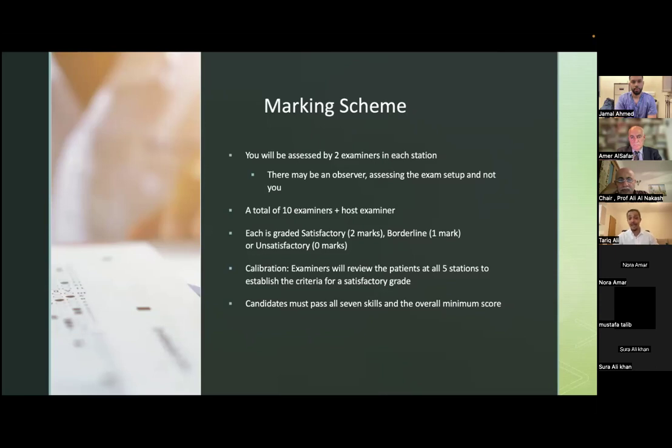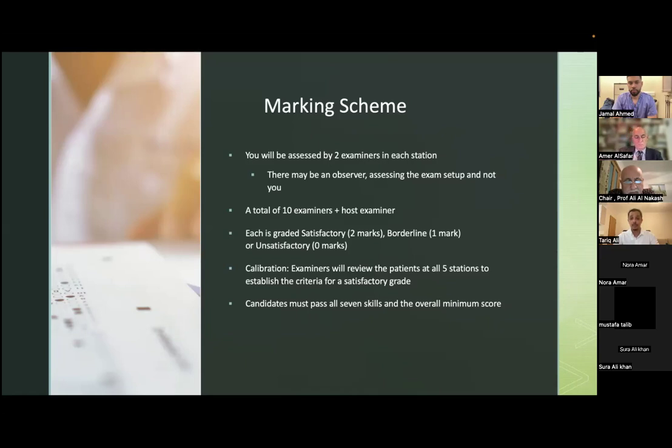At the beginning of each PACES round, there is a round of calibration. This is where the examiners will go around and assess the patients, making sure that they set a benchmark for what is acceptable as satisfactory, what is borderline, and what's unsatisfactory. You should highlight anything that feels unsafe or, in particular, unfair to you in that particular time. But generally speaking, they will assess this all beforehand.